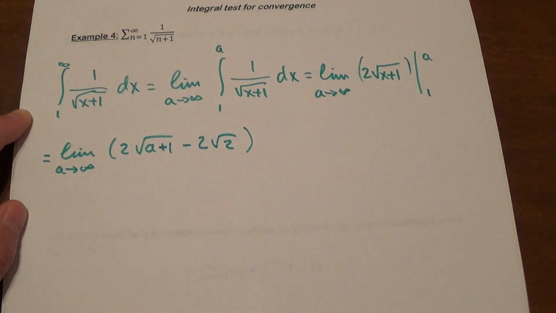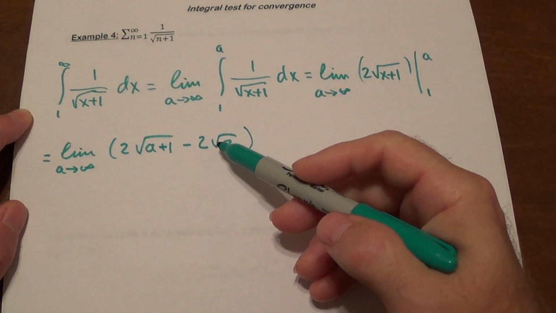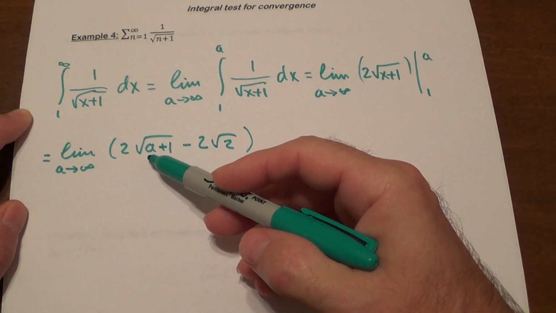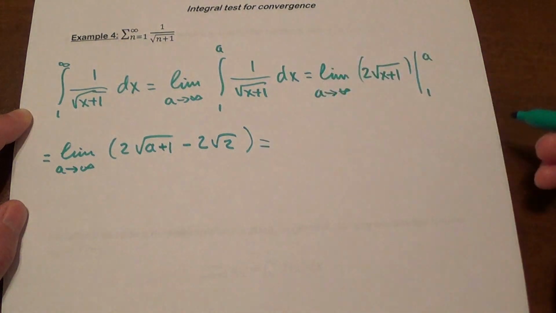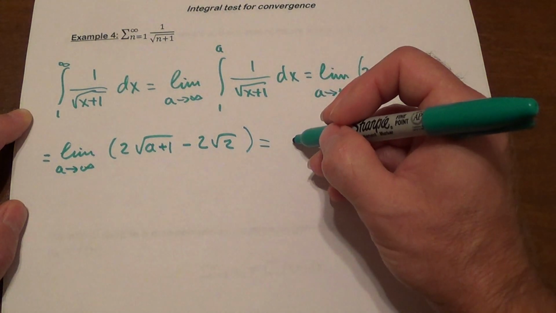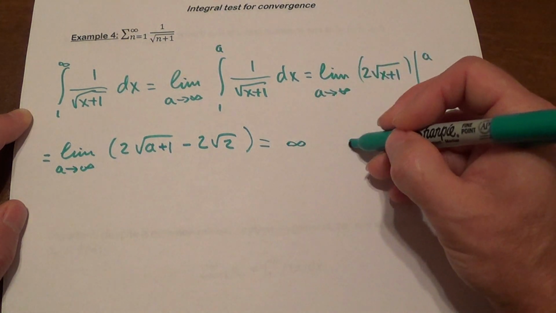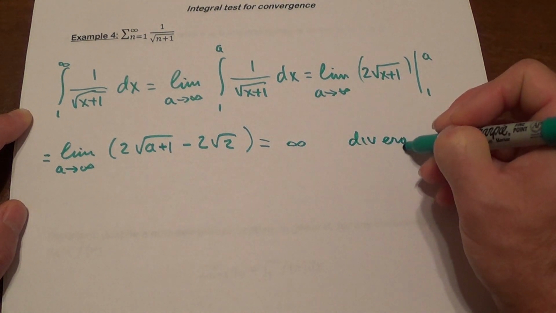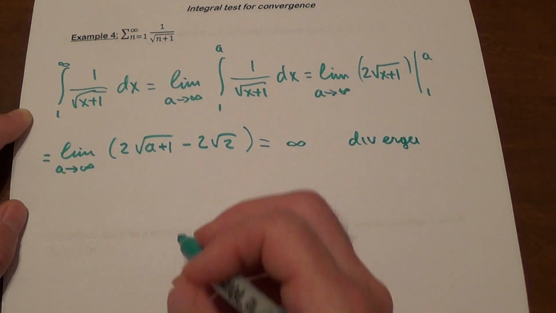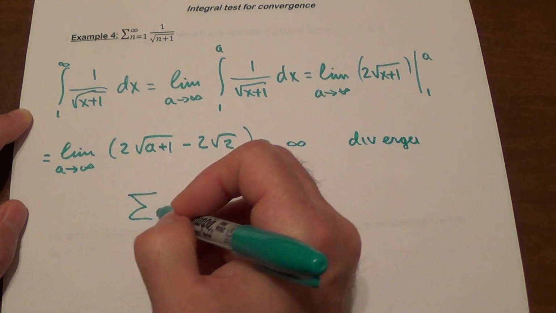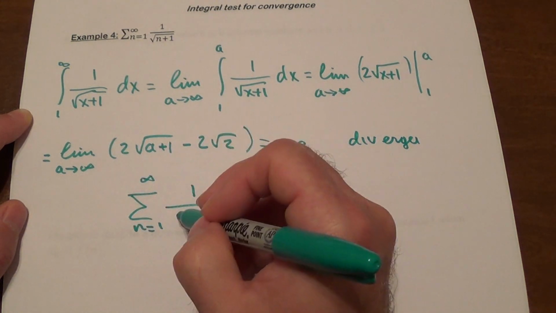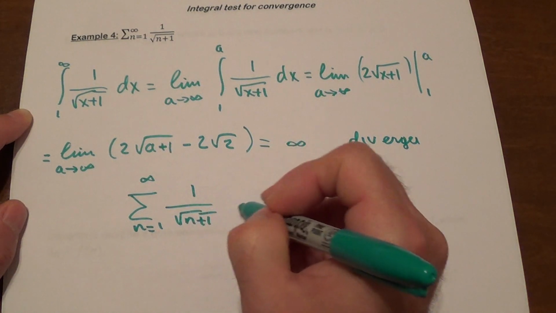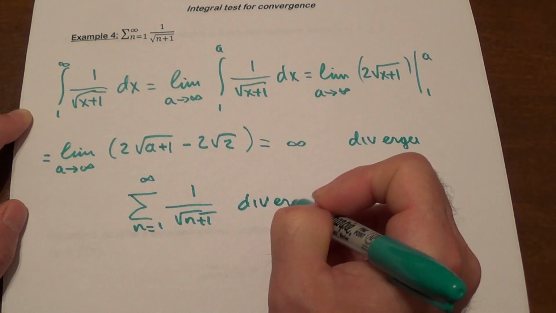And what happens is this is a constant value, but this is going to go to infinity, right? It's an increasing function, and that's going to diverge. So it basically goes to infinity, diverges, and then from here we can conclude that the sigma from 1 to infinity of 1 over square root of n plus 1 diverges as well.